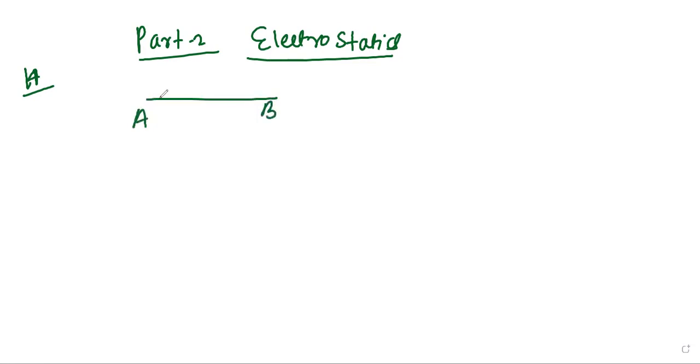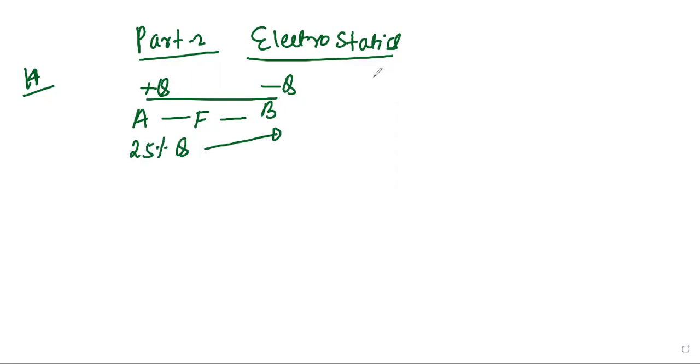So A and B are two point charges, having plus Q and minus Q. They are placed at a certain distance apart and the force between them is F. 25% of the charge of A is transferred to B. Then the force between the charges will become?